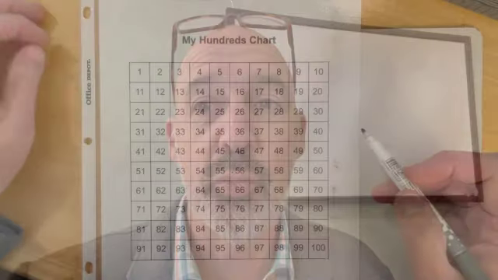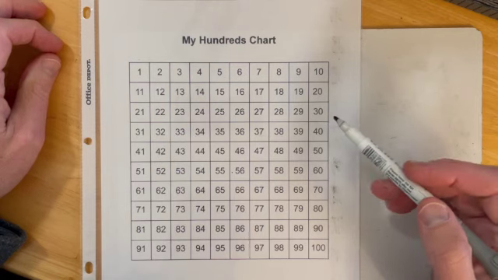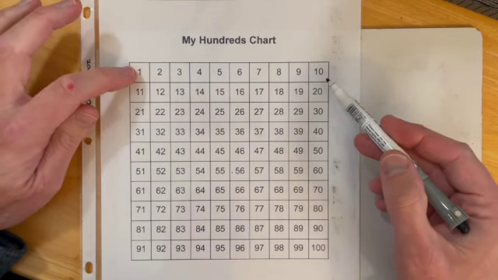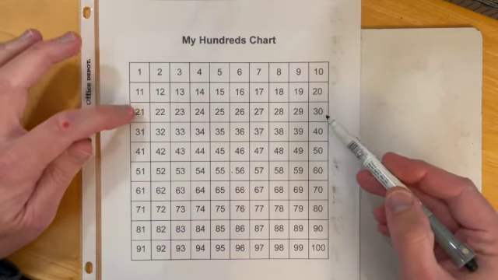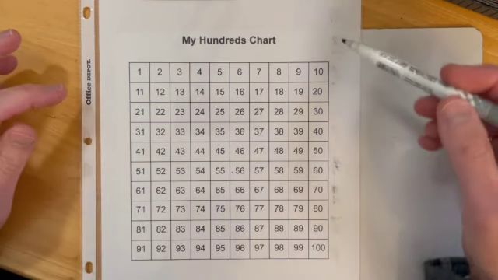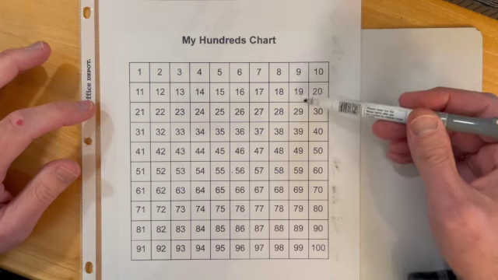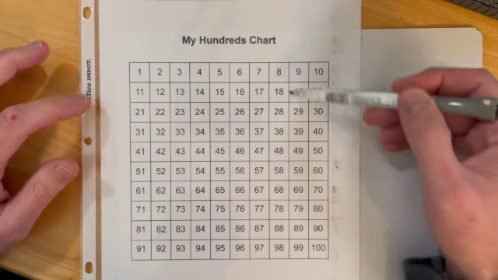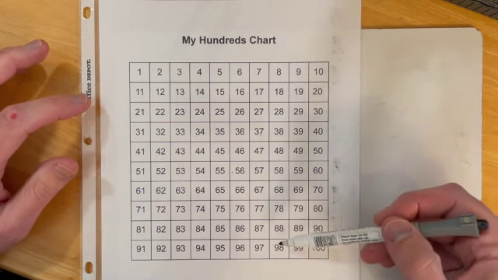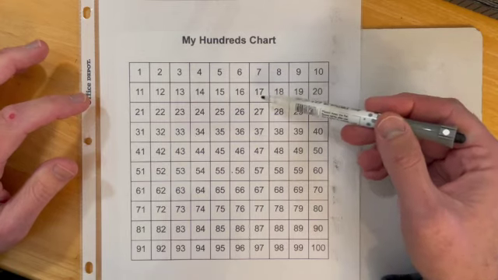So here we go. As you can see in this hundreds chart, it's grouped by tens. And vertically, you can see that all the numbers in the ones place always end in the same digit, like 7, 17, 27.